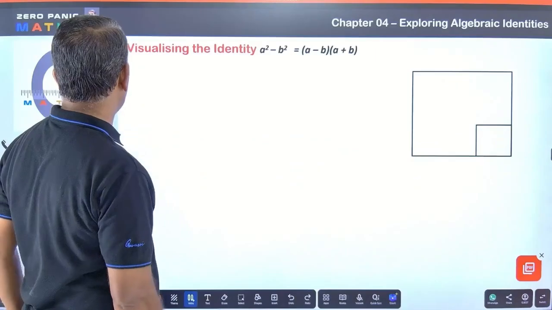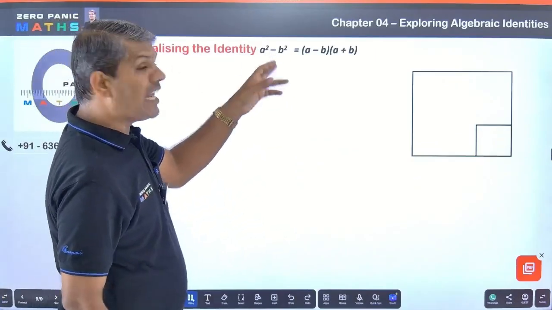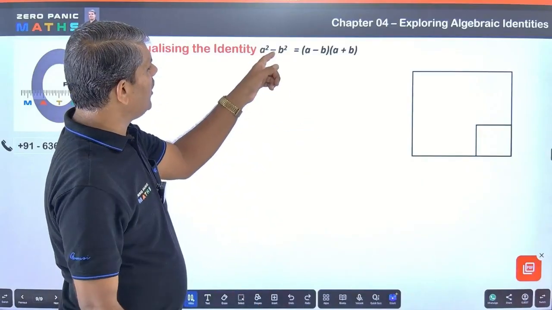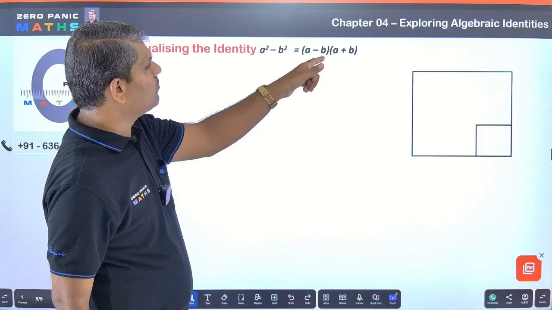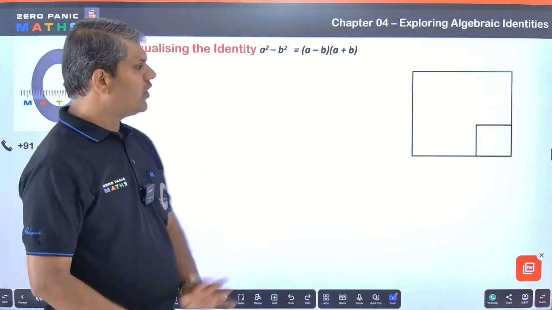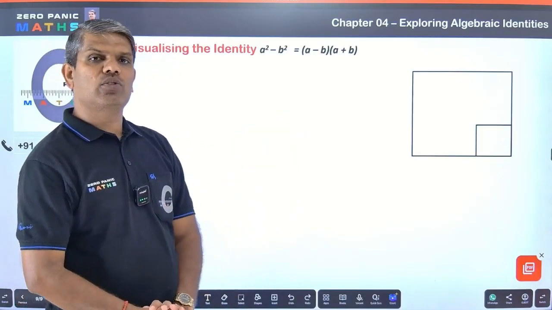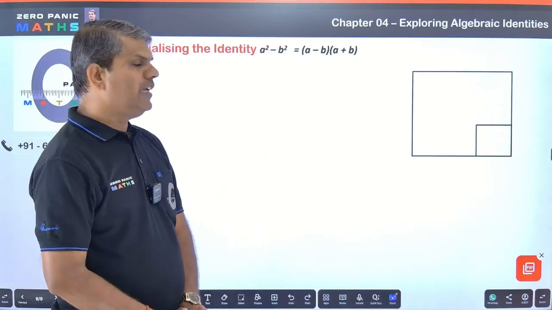So let us see what is next. The next is to visualize another identity, that is a square minus b square is equal to a minus b into a plus b. This is another identity. So let us discuss this identity, and if there are any problems related to this, we will look at that in the next session.